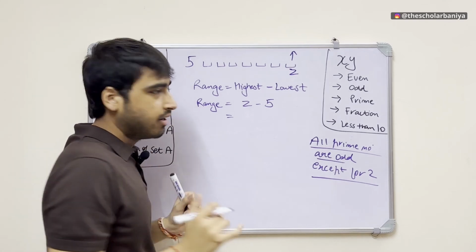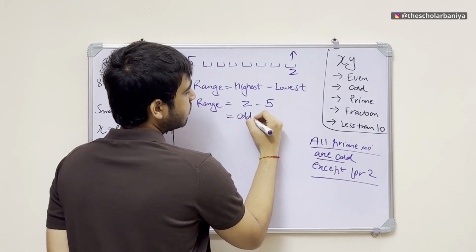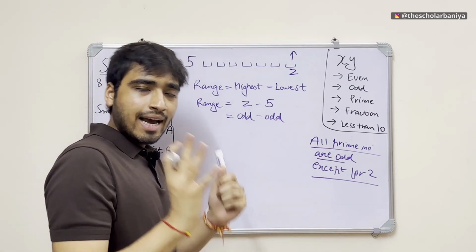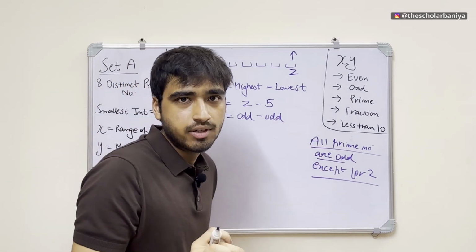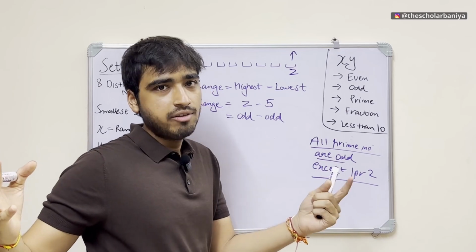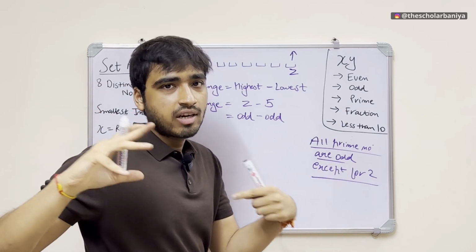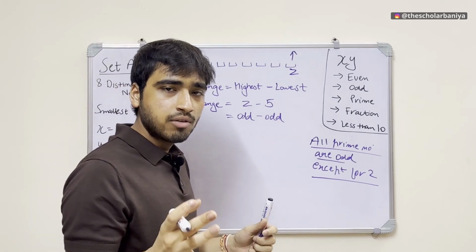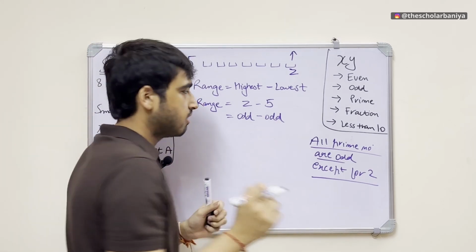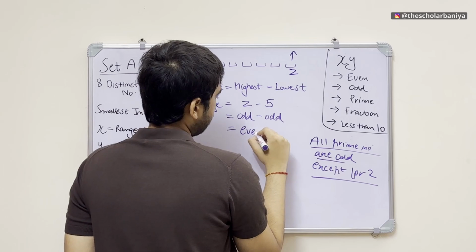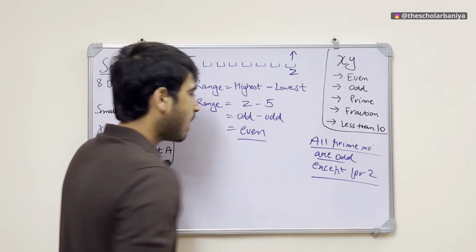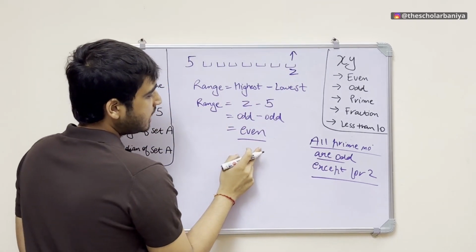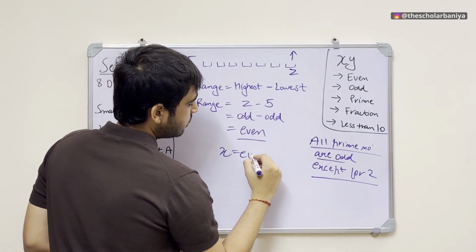And prime numbers are odd. So we can write Z as odd, minus 5, which is also odd. We know odd minus odd is always even. For example, 9 minus 5: 9 is odd, 5 is odd, and 9 minus 5 is 4. Similarly, if you subtract an odd number from an odd number, the result will always be even. So what was range? Range was x. So range comes out to be even. This means x is even.